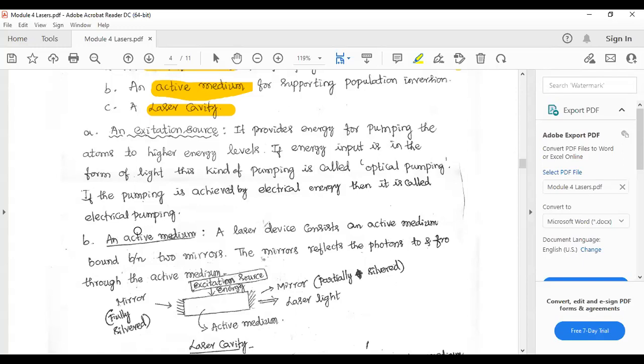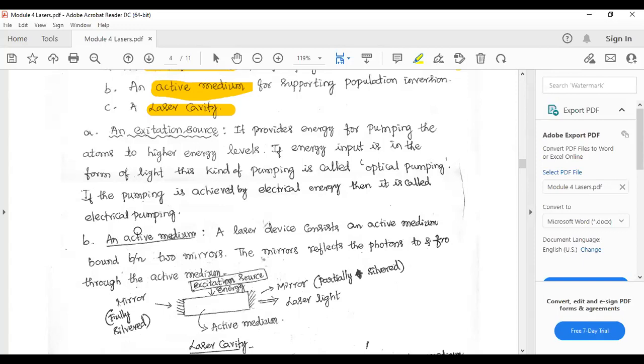If we introduce two electrodes, the cathode and anode, inside this laser cavity, when I apply a very high voltage, electrons from the cathode start to move towards the anode. While moving, they hit the active medium, and the atoms of the active medium get excited. In this way we can excite the atoms using electricity. Therefore, this is known as electrical pumping. Either way we require an excitation source. This is a prerequisite.